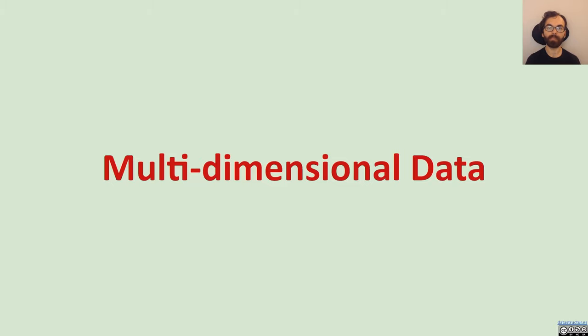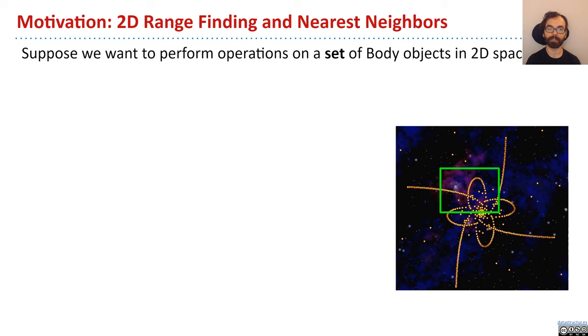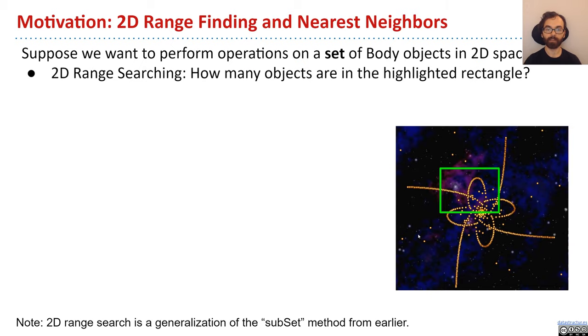Let's now get a look at what I mean when I say multidimensional data. Suppose that we have a bunch of objects in a two-dimensional space, and we want to perform operations that will be spatial in nature on this set of objects. For example, we might ask, how many objects are in this rectangle that I'm showing here? This is what's called a 2D range search. It's also a generalization of that subset method that we saw earlier for one-dimensional data.